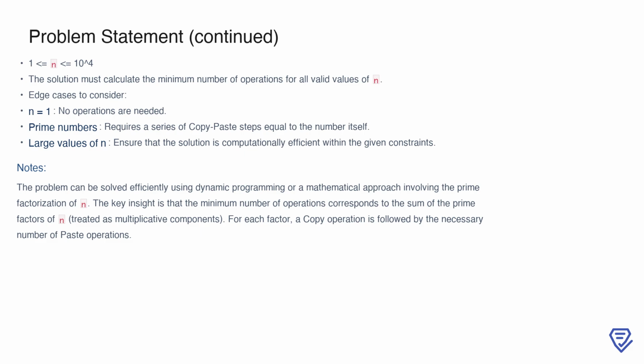A key insight for solving this problem is that the minimum number of operations corresponds to the sum of the prime factors of n, where each prime factor represents a copy all followed by the necessary paste operations. This can be approached using dynamic programming or by leveraging the prime factorization of n to derive the result mathematically.